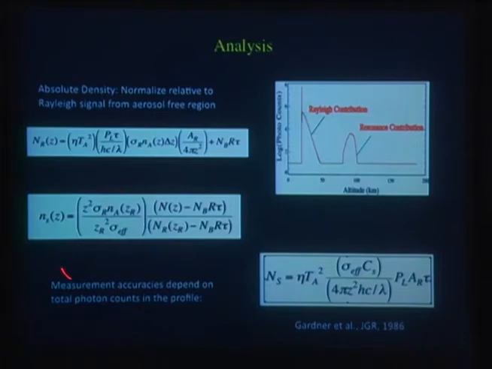So the measurement accuracies depend on the total photon counts in the profile. If you look at this expression, the total photon counts depend upon the atmospheric transmittance and also on the total abundance of the layer, and they also depend upon the power aperture product. So if some of the metals have abundances which are very low, and you need to improve signal to noise ratio, you really need what Andrew suggested, an uber laser or a very big telescope, so that you have a good power aperture product.